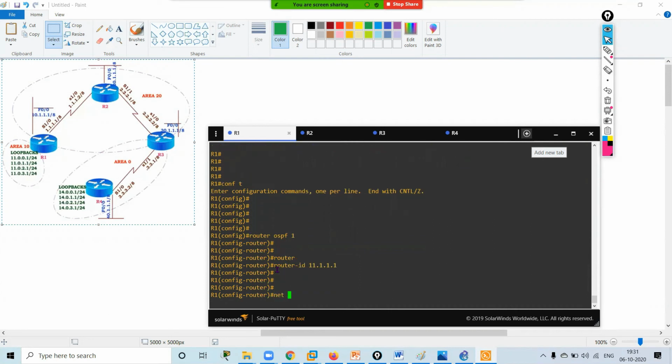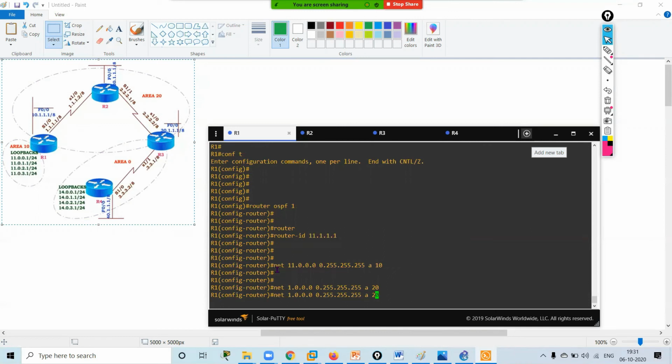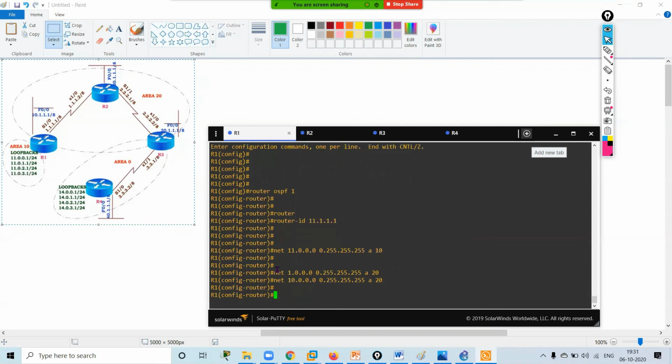I'll advertise the 11 network to 255.255.255 area 10 as per my diagram. Okay, then I have area 20 and I have my 1 dot network in area 20 and 10 dot network is also in area 20 as per my diagram. Okay, 1 dot network and 10 dot network in area 20.